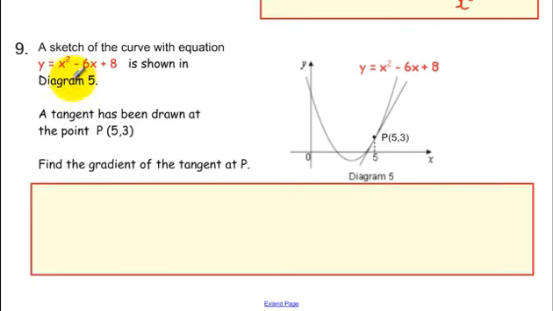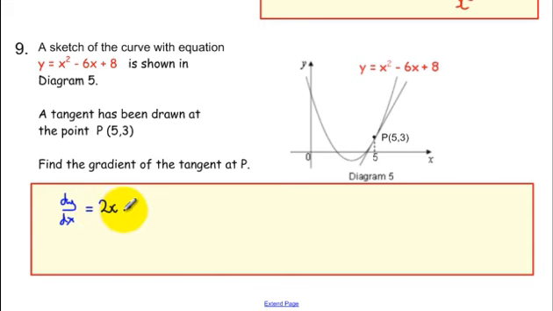We're trying here to find the gradient of the tangent to this curve at the point P, 5, 3. The gradient of the tangent is given by dy by dx, and then we have to fit in the x value of 5. So the first thing we have to do is to differentiate y. Differentiating x squared gives us 2x. So dy by dx is equal to 2x.